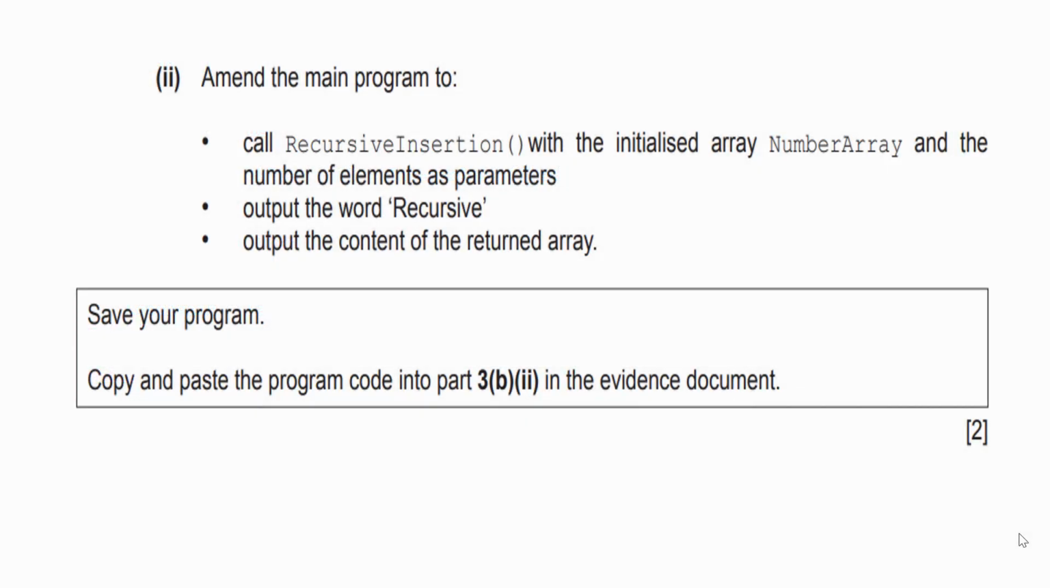We're going to amend the main program, so submain, to call recursive insertion with the initialized array, number array, and the number of elements as parameters. Output the word recursive, output the content of the returned array. So let's program submain so we can do that.